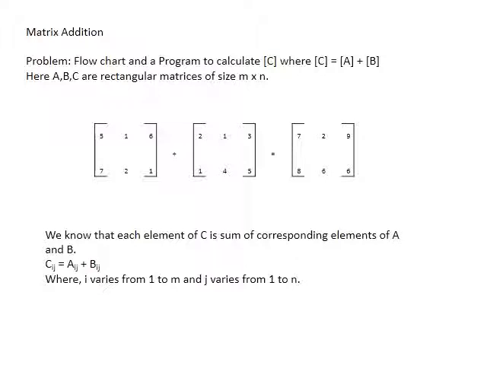If we vary values of i for all the row numbers and values of j for all the column numbers, then all the elements will be calculated and stored in matrix C. This is how we calculate addition of matrices.